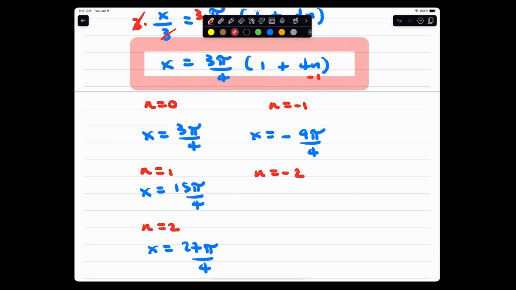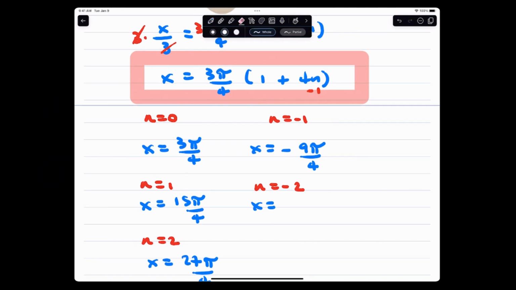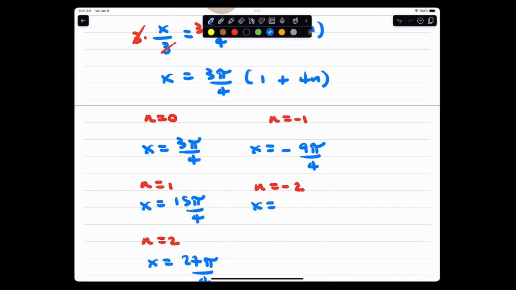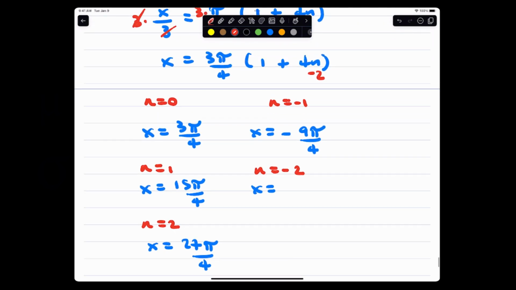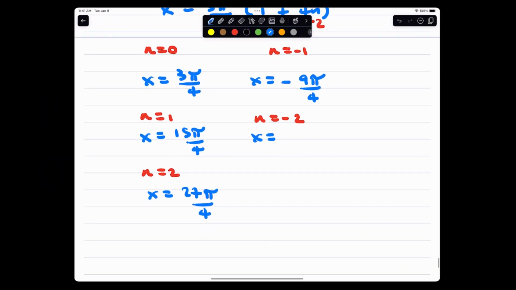N is negative 2. Plug in the negative 2 now. 4 times negative 2 is negative 8, plus 1 is negative 7. Is that right? Negative 7 times 3 is negative 21 pi over 4.